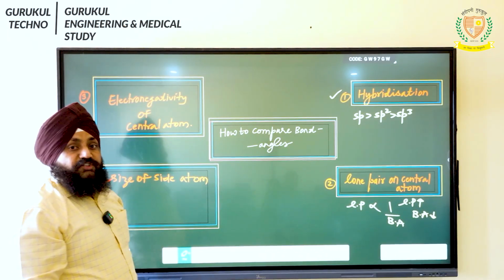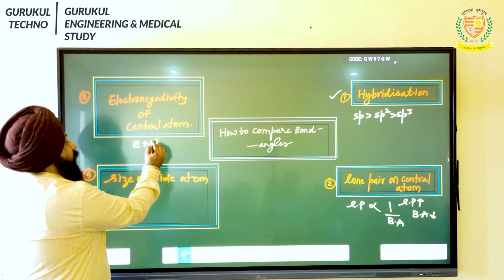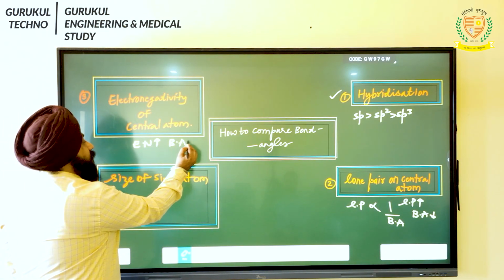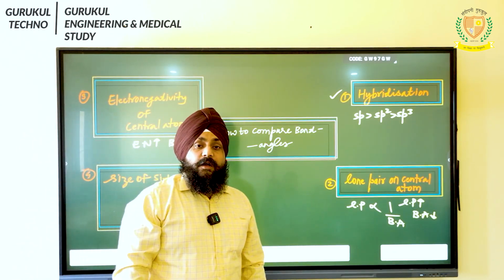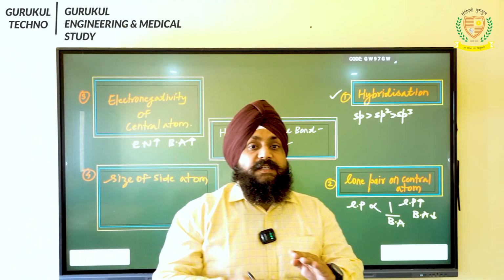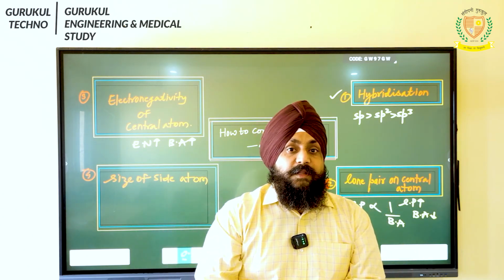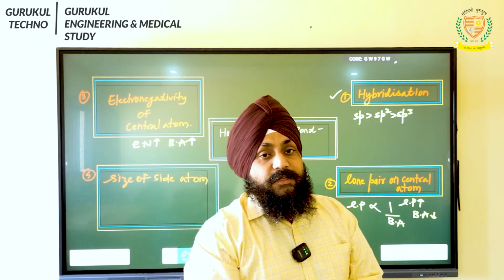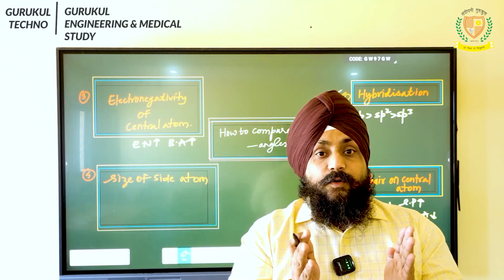Third, students, you will check the electronegativity. The more the electronegativity, the more the bond angle is going to be. And the last one: the more the size of the side atom, the more the repulsion, and the greater the bond angle is going to be. So hope students, you all have understood this important concept of finding out bond angle.